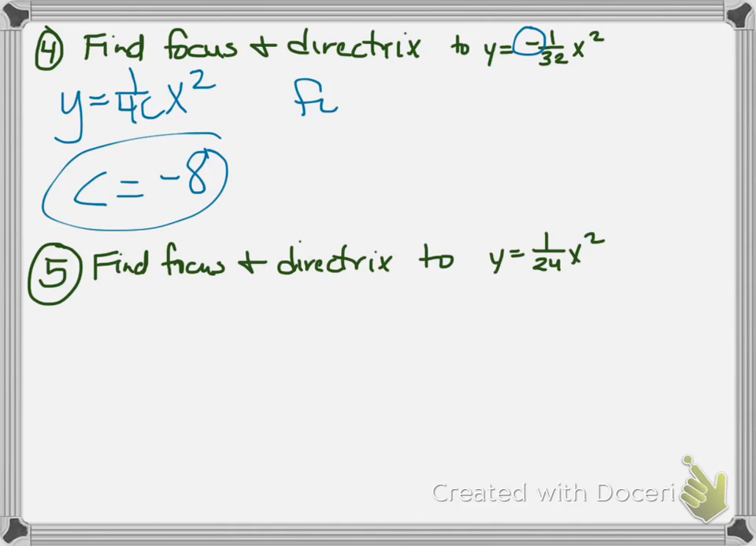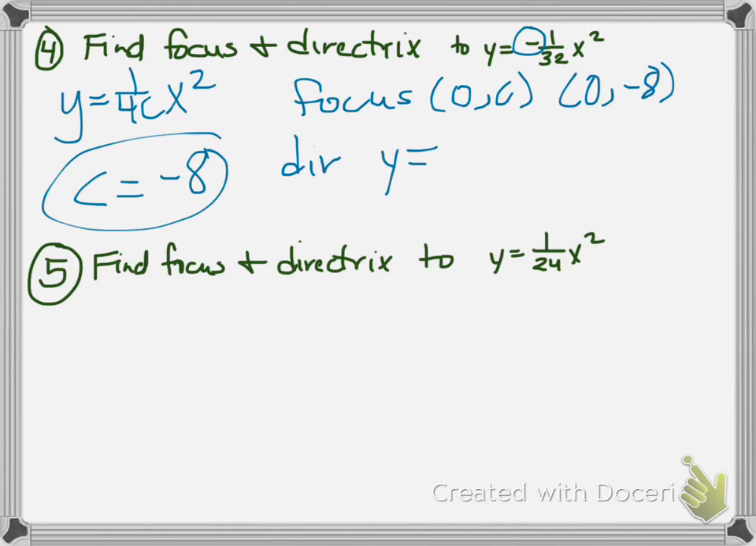So knowing that, the formula for the focus is 0, comma C. So my focus will be 0, comma negative 8. The formula for the directrix is y equals negative C, which tells me my answer would be y equals positive 8. So these are your two answers for that problem. So always ask yourself in these questions, what times 4 will give me the number in the bottom?